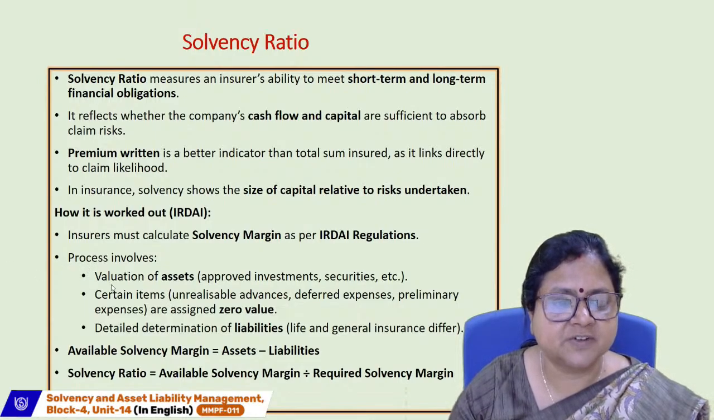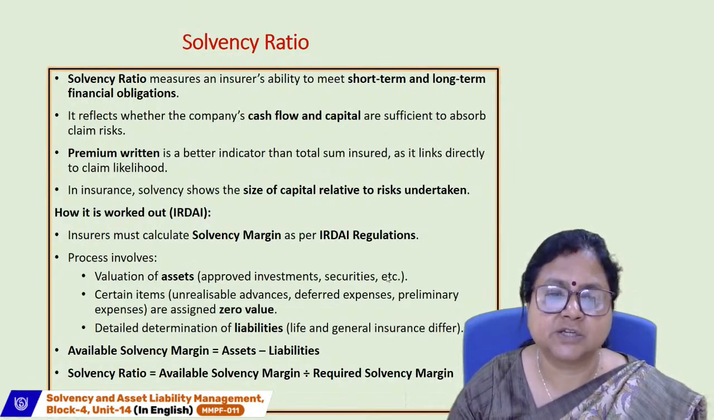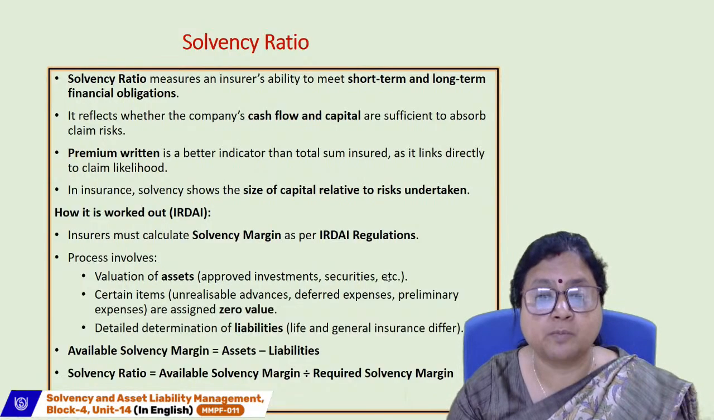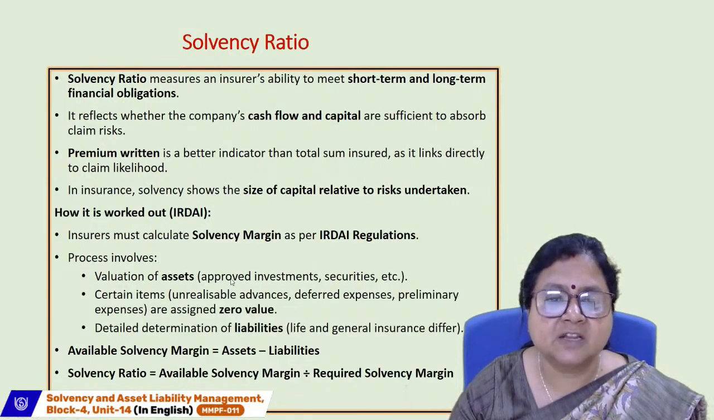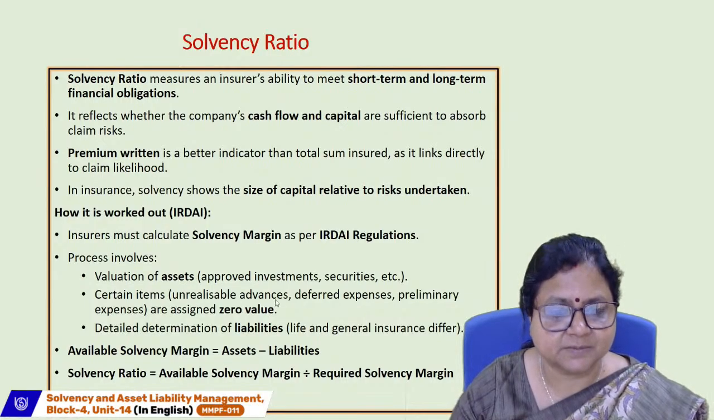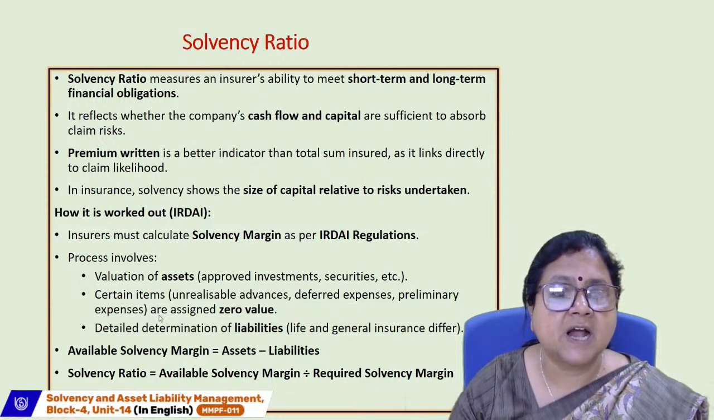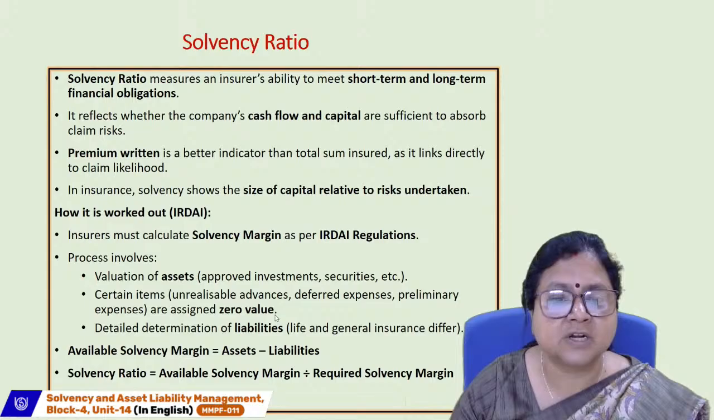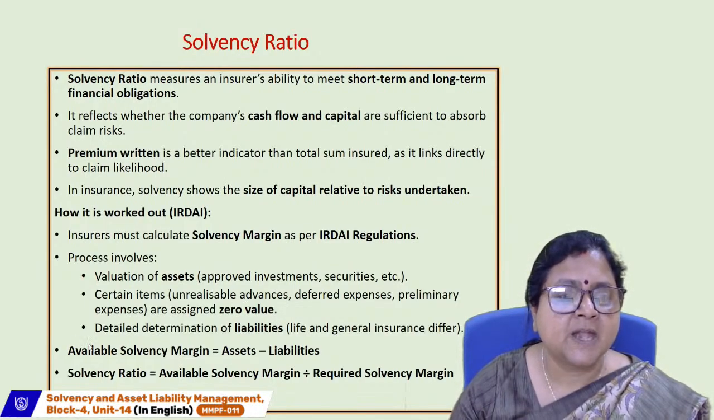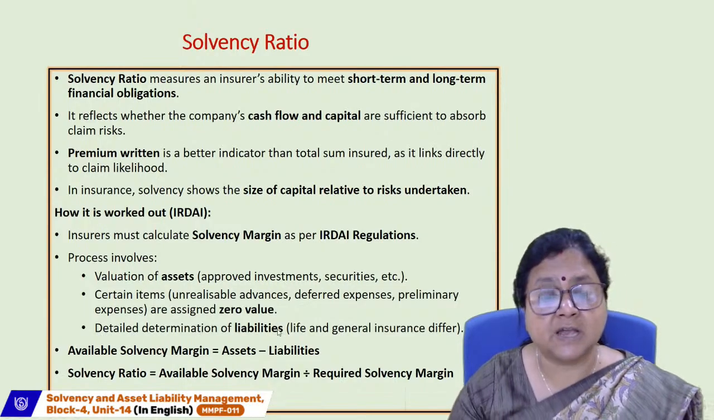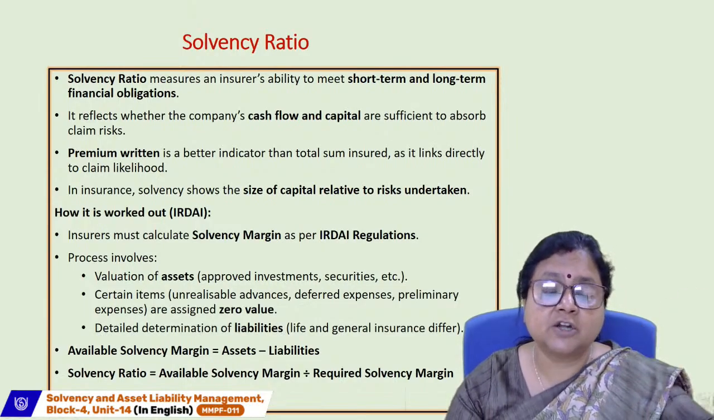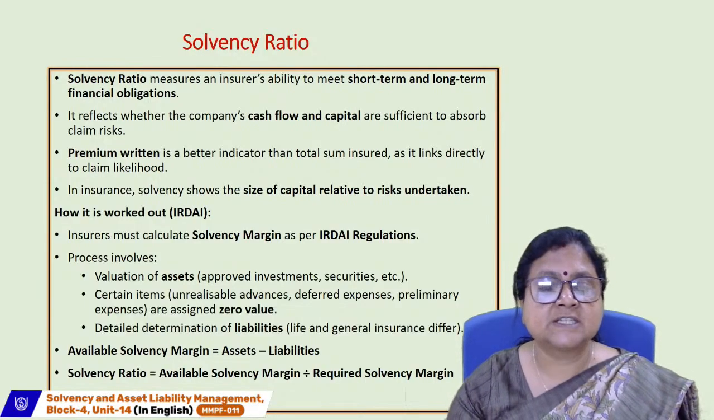So the process involves, first, valuation of assets. That means approved investments and securities. How much they have invested in bonds, government bonds and securities, they have to value. Certain items like unrealized advances, deferred expenses, preliminary expenses are assigned zero value. So they have not assigned any value; they cannot be considered. And then a detailed determination of the liabilities. Liabilities means claims to be settled.